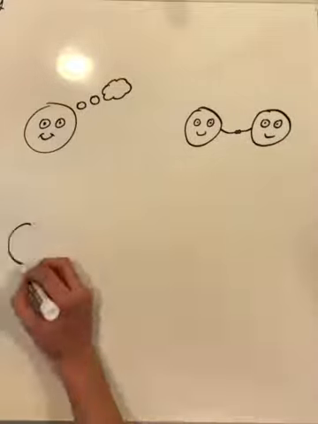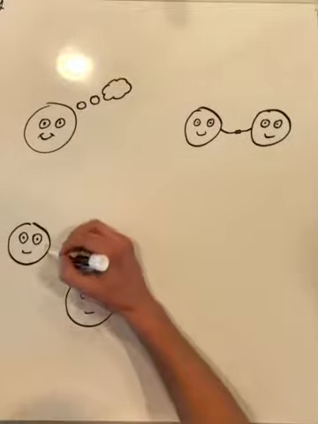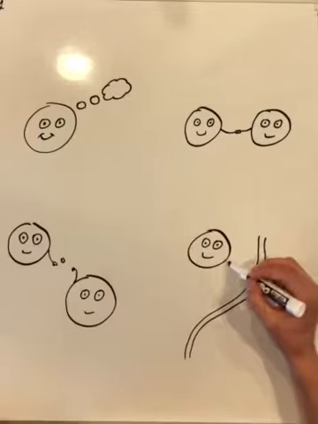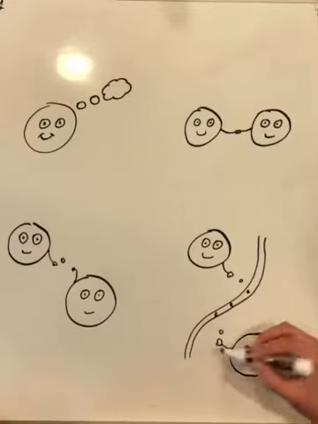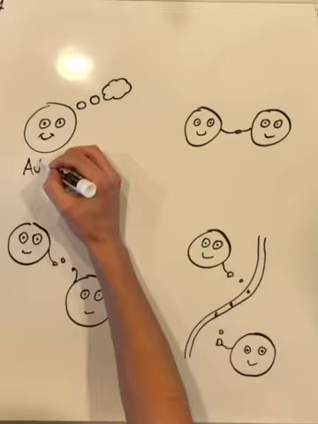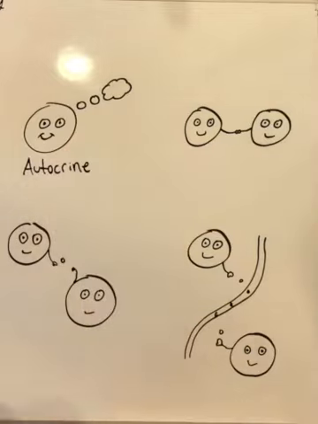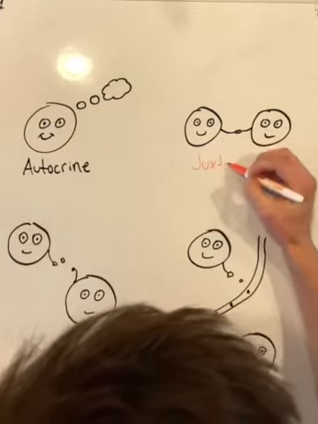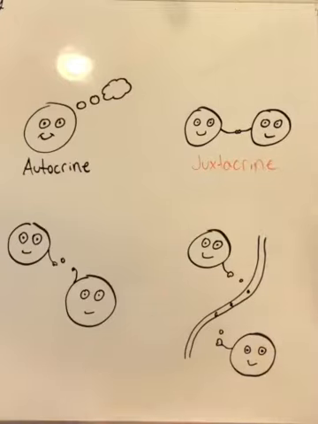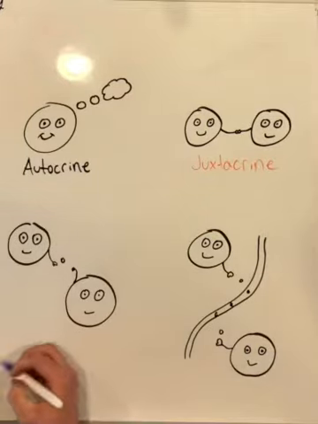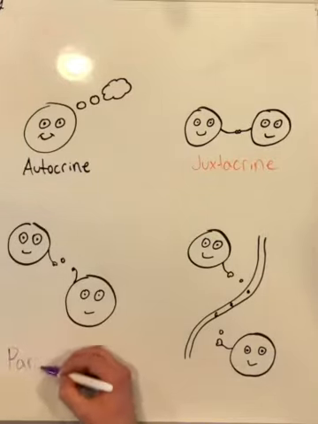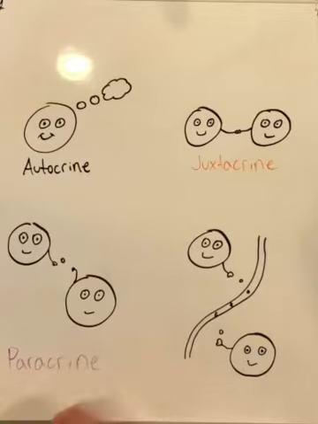There are 4 kinds of cell communication: autocrine, juxtacrine, paracrine, and endocrine. Autocrine is where the cell communicates with itself. Juxtacrine is when cells communicate with cells next to or touching them. Paracrine is communication with nearby cells, and endocrine is long-distance communication.